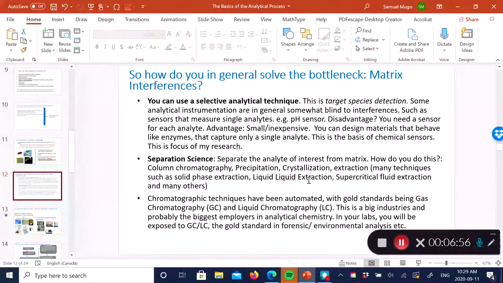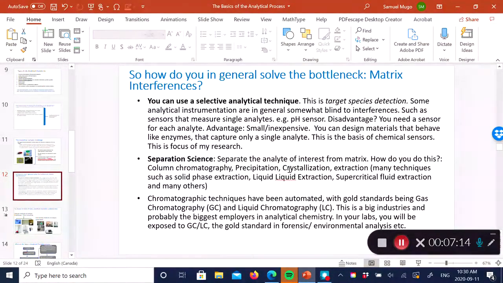Now, in analytical chemistry, you're going to see most of the work, most of the industry actually, is in separation science. This is where most of the chemistry actually happens in analytical chemistry, all right?